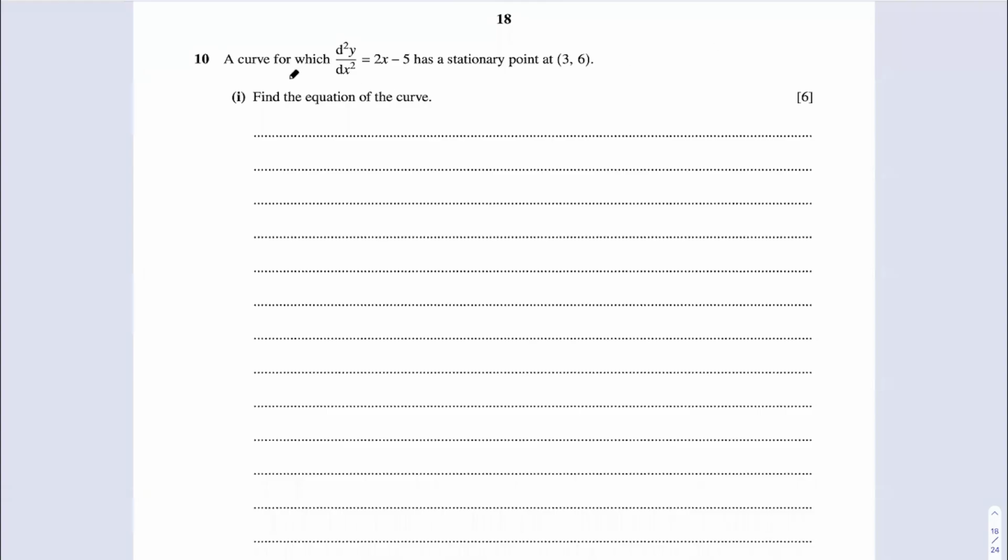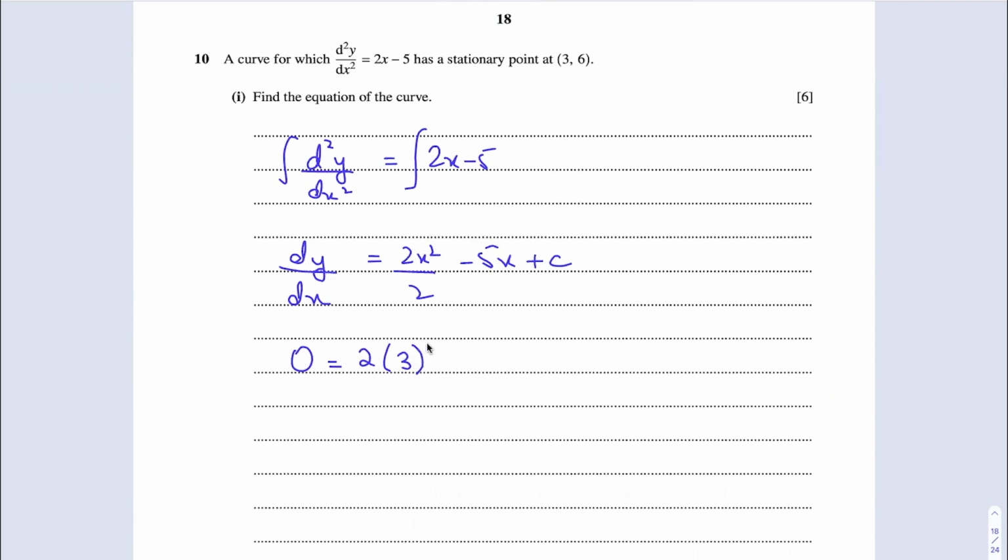In question 10, a curve for which the double derivative is 2x minus 5 has a stationary point at (3, 6). We have to find the equation of the curve. Now the stationary point means that dy/dx will be 0. So integrating the double derivative, we get dy/dx. So dy/dx equals 2x squared upon 2 minus 5x plus c. Now the stationary point is at (3, 6), so dy/dx is 0 when x equals 3. This will give us the value of c.